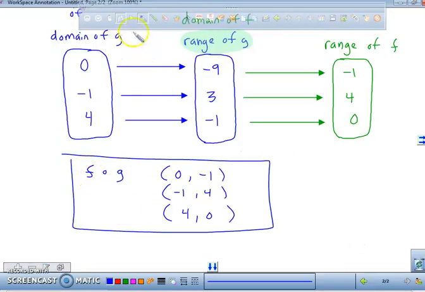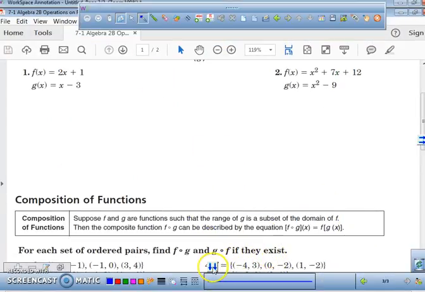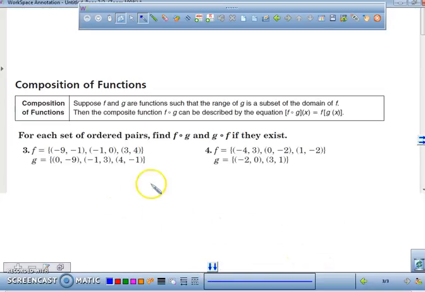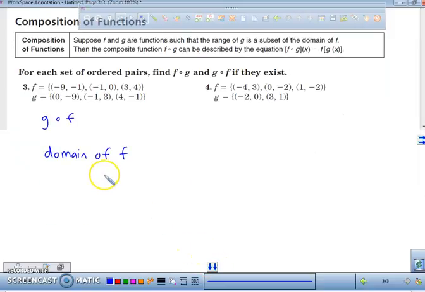All right, the next thing we're going to do is find G of F. So we're going to go back to this right here. Instead of F of G, I want you to write G of F. We are going to start now. We're not starting with the domain of G. We're actually going to start with the domain of F. So I want you to make a map of the domain of F to start out. And the domain of F is -9, -1, and 3.